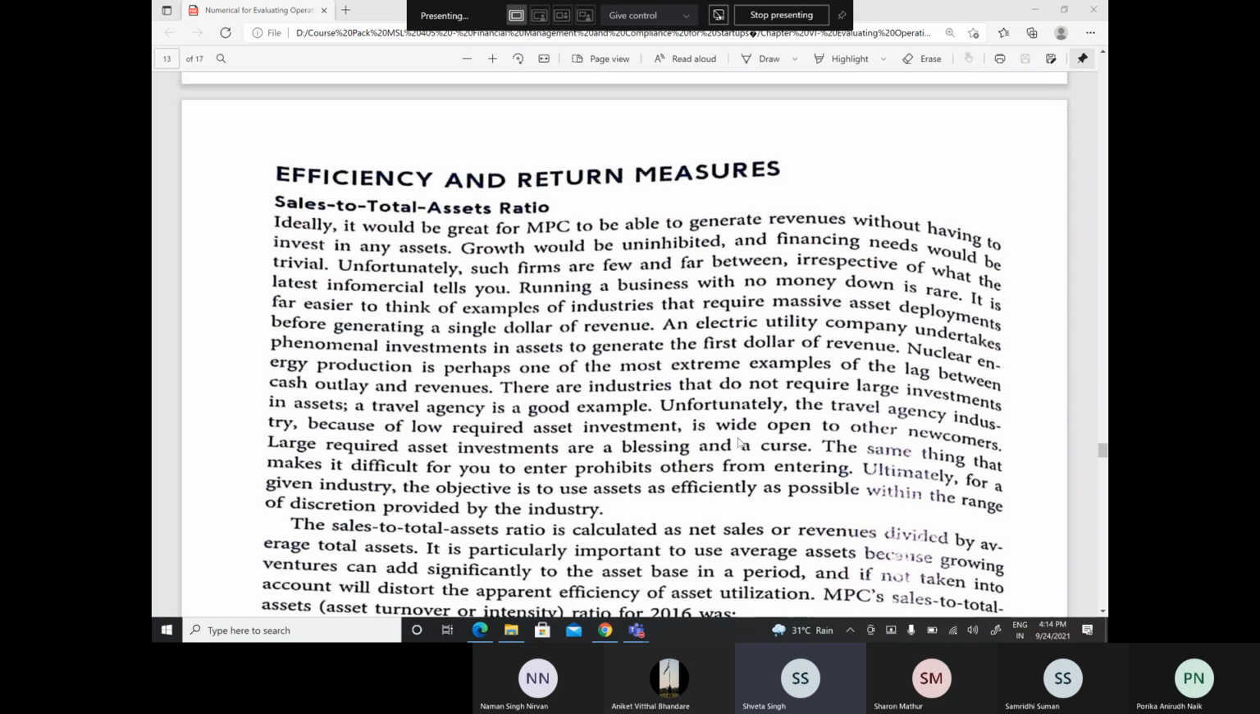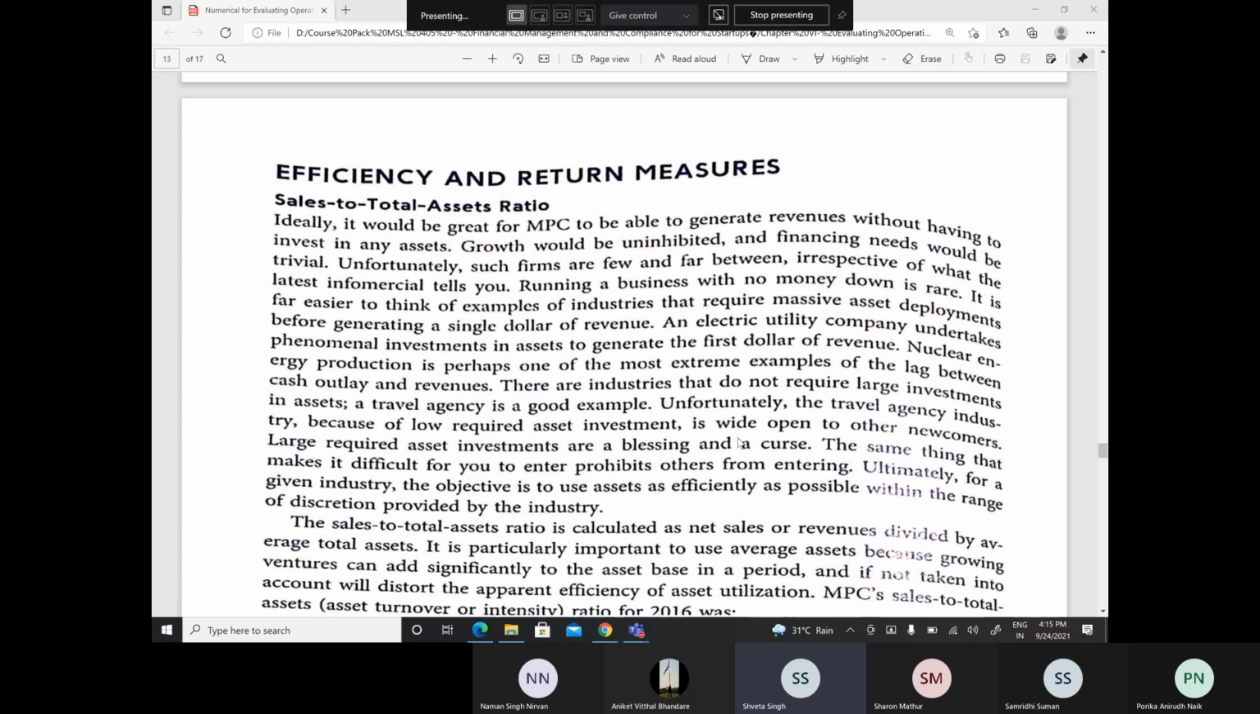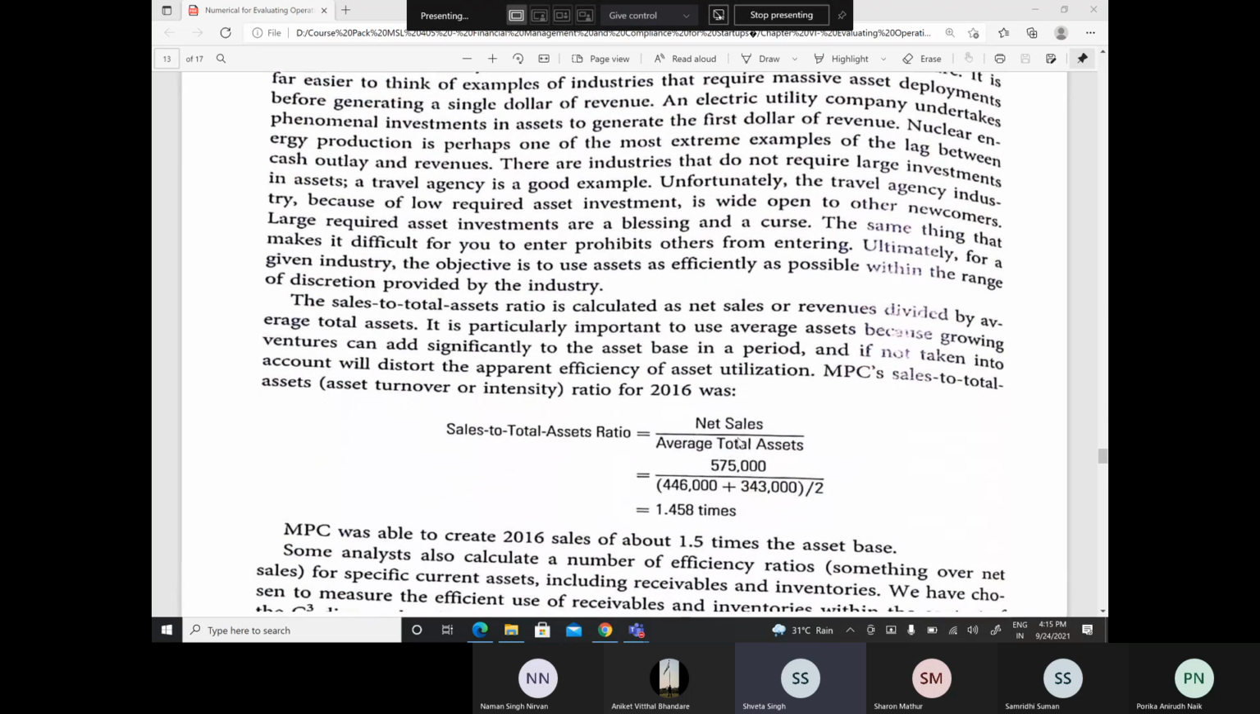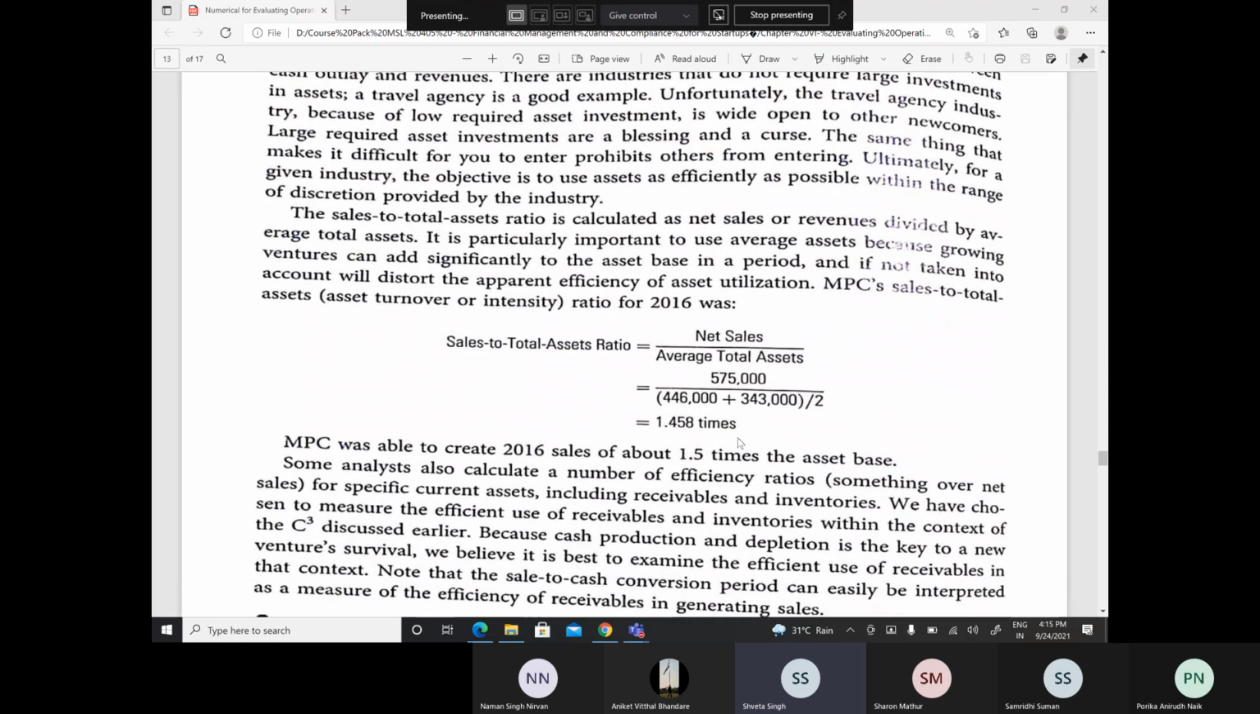It is far easier to think of examples of industries that require massive asset deployments before generating a single dollar of revenue. An electric utility company undertakes phenomenal investments in assets to generate the first dollar of revenue. Nuclear energy production is perhaps one of the most extreme examples of the lag between cash outlay and revenues. There are industries that do not require large investments in assets, for example, a travel agency. Unfortunately, the travel agency industry, because of low required asset investment, is wide open to other newcomers.